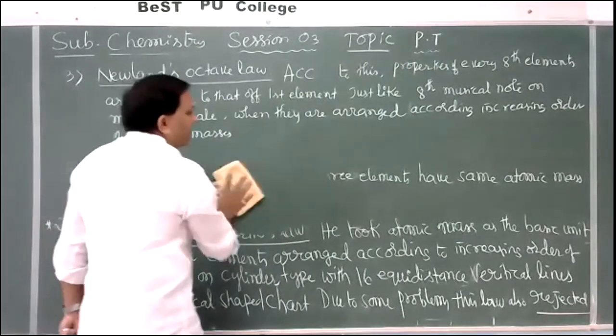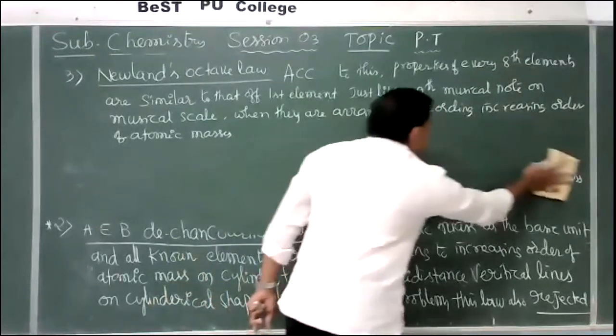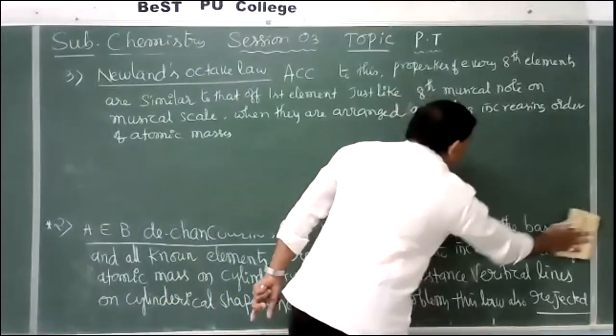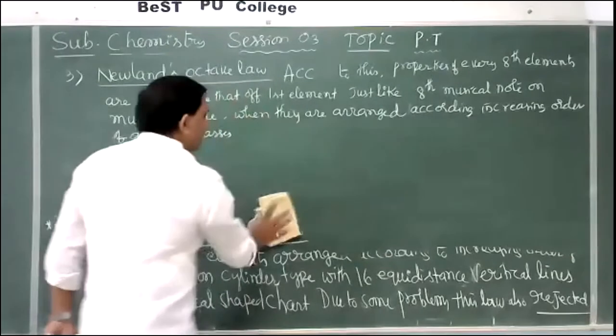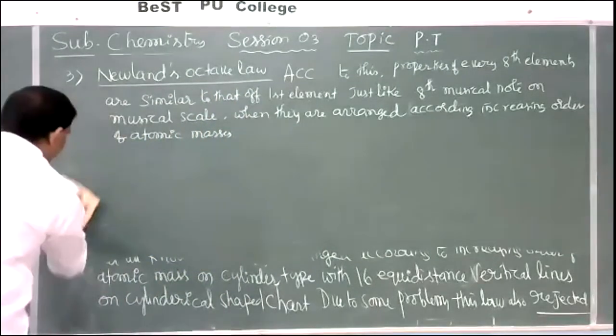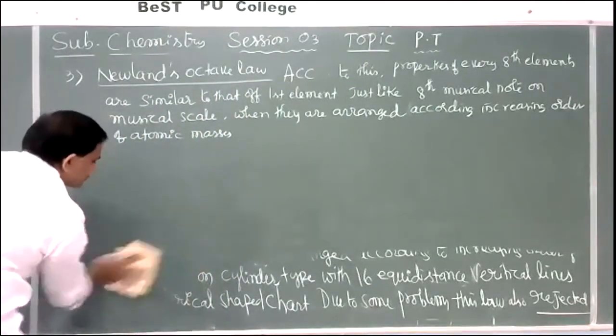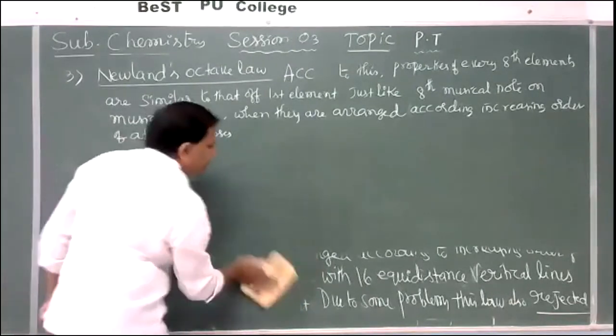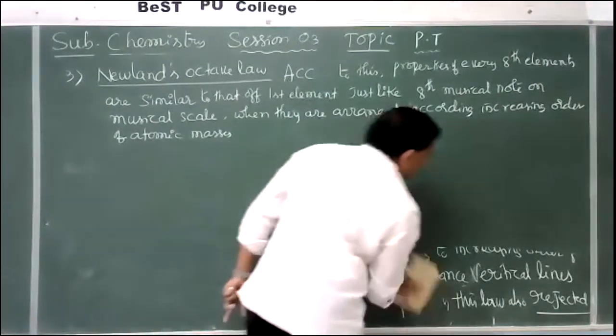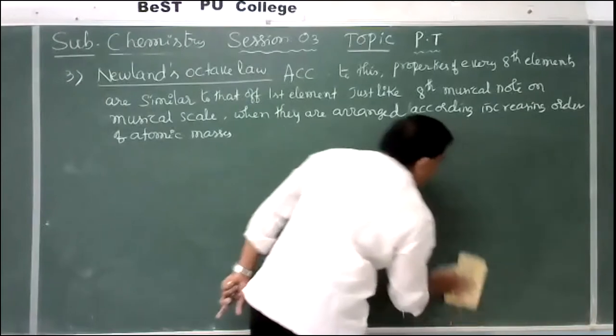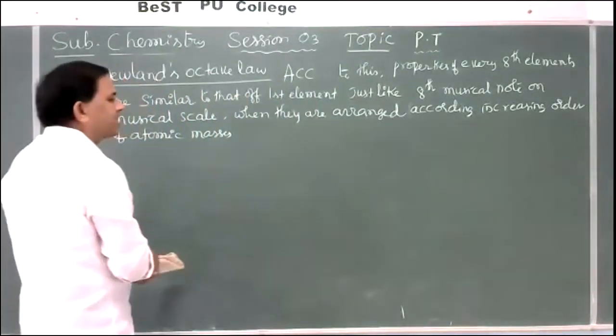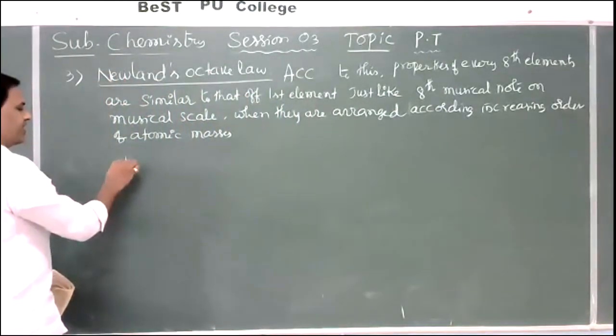So here are some elements known at that time. All the elements are arranged by using atomic masses. In some textbooks, some different tables are given. Here is an important table for Newlands' octaves. I'll create a simple scale.